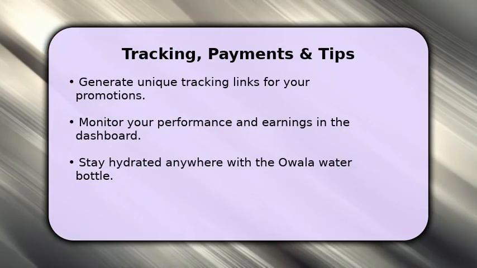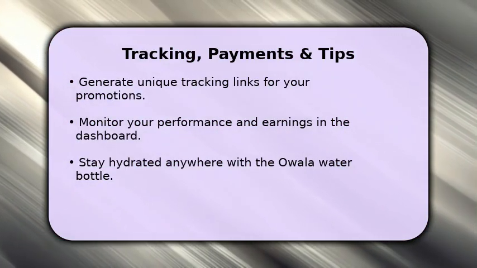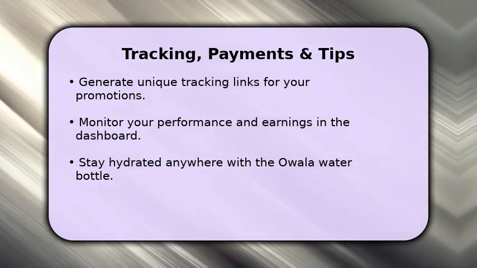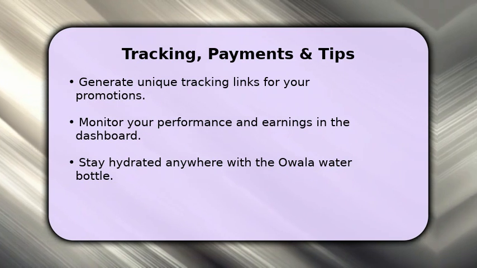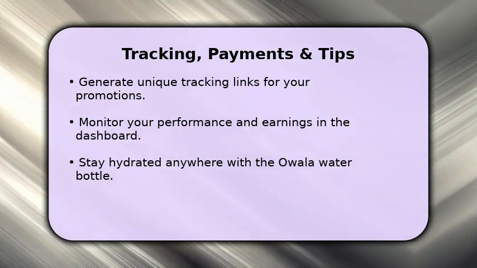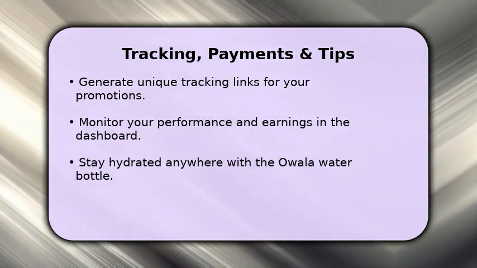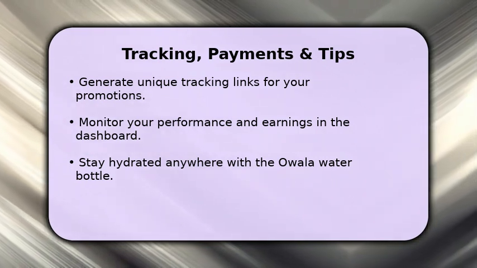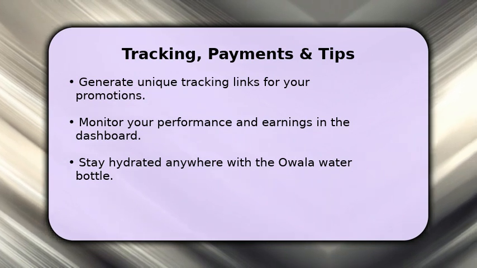After approval, generate your unique tracking links for each program. These links ensure you get credit for every sale or lead you generate. Regularly check your AWIN dashboard to monitor performance, view clicks, conversions, and earnings. Payments are typically processed on a set schedule, often twice a month, once you reach a minimum threshold, like $20.